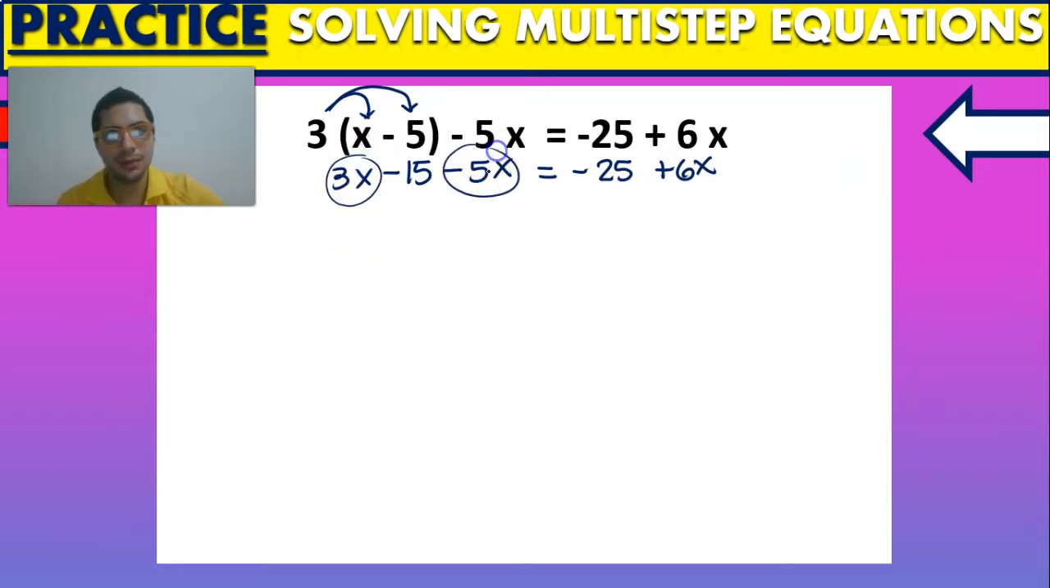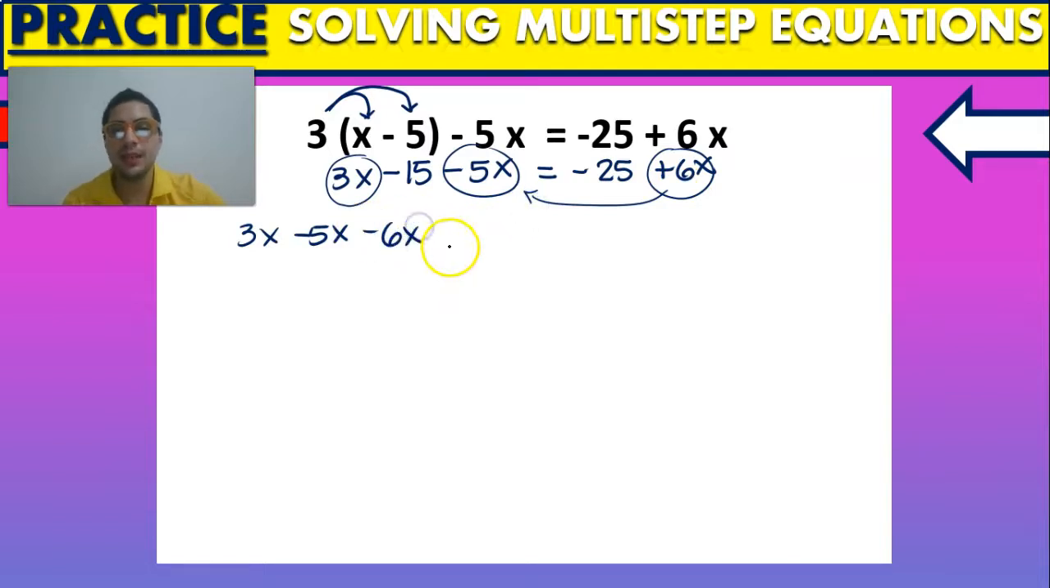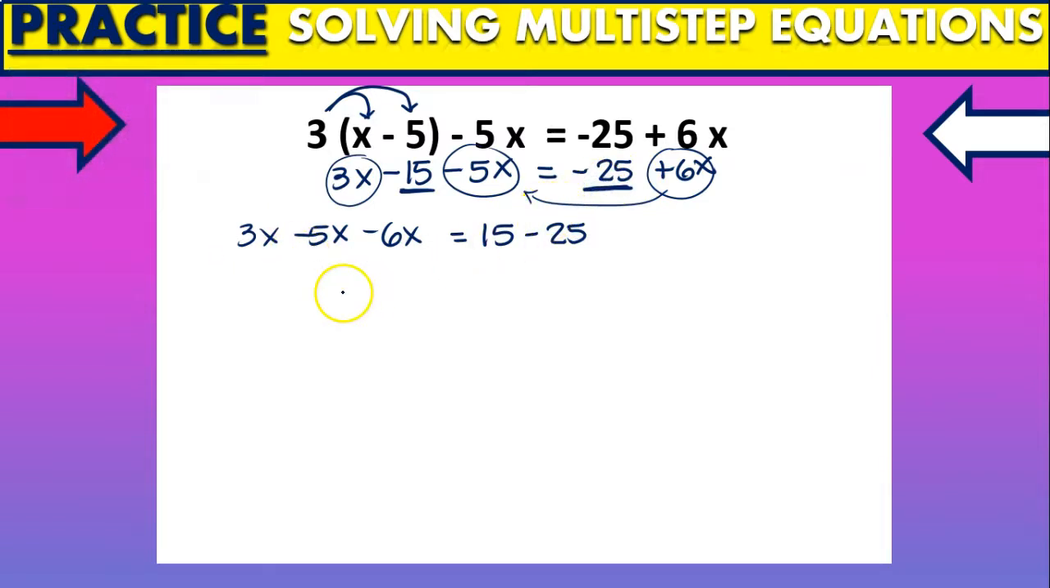Everything that is a variable, I'm going to move to the left side. So 3x minus 5x, and then I'm going to move that plus 6x, negative 6x, and then this minus 15, I'm going to move it to the right side. So now it's going to be positive 15 minus 25, which is going to stay there. Now 3x minus 5x is going to be minus 2x minus 6x, and that is going to be equal to minus 10. So now we have minus 8x is equal to minus 10.